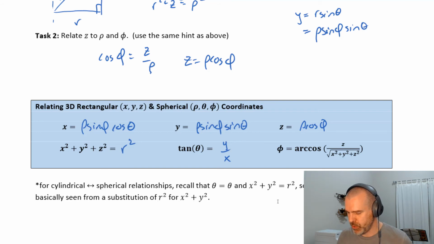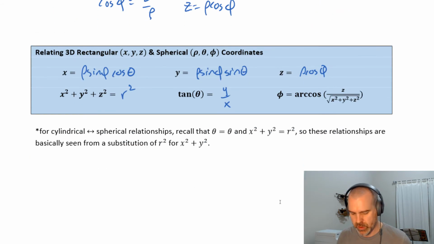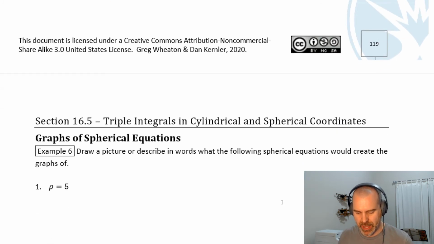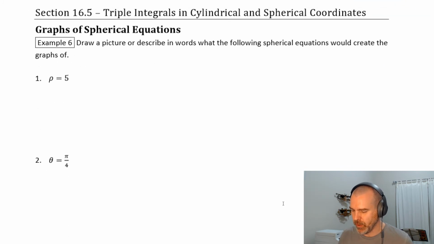Okay. All right, I think that's it for that. Let's finish by talking about some graphs of spherical equations. First one here, rho is equal to 5. If rho is equal to 5, we're going to try to draw a picture or describe in words.